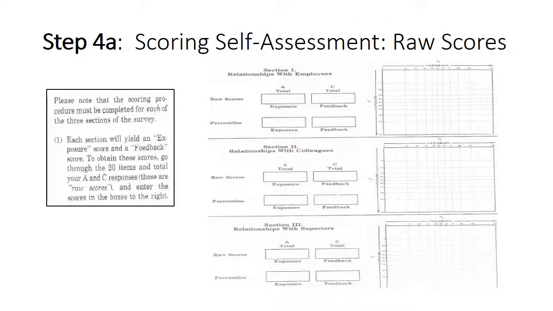So let's move along. Step 4, which is beginning the scoring of the self-assessment raw scores, we call this step 4A. The directions are that you're going to take each section that yielded exposure scores and feedback scores, obtain these scores, add them up, which will be raw scores, and enter the scores in these boxes here. So here are the raw scores, and here is section 1. You're going to go through the raw scores that you indicated, all those 5s, 3s, and 1s, and put them here. You're going to total up all the A's in this section and put that total number here, and then add up all of the C's and put that number here as well.